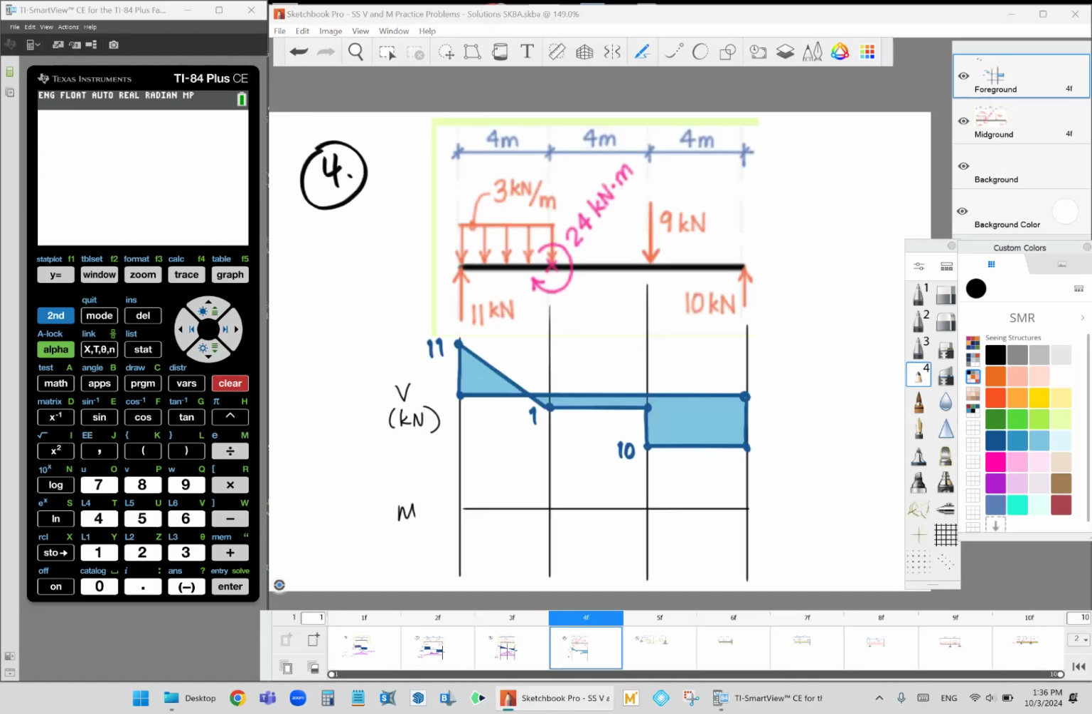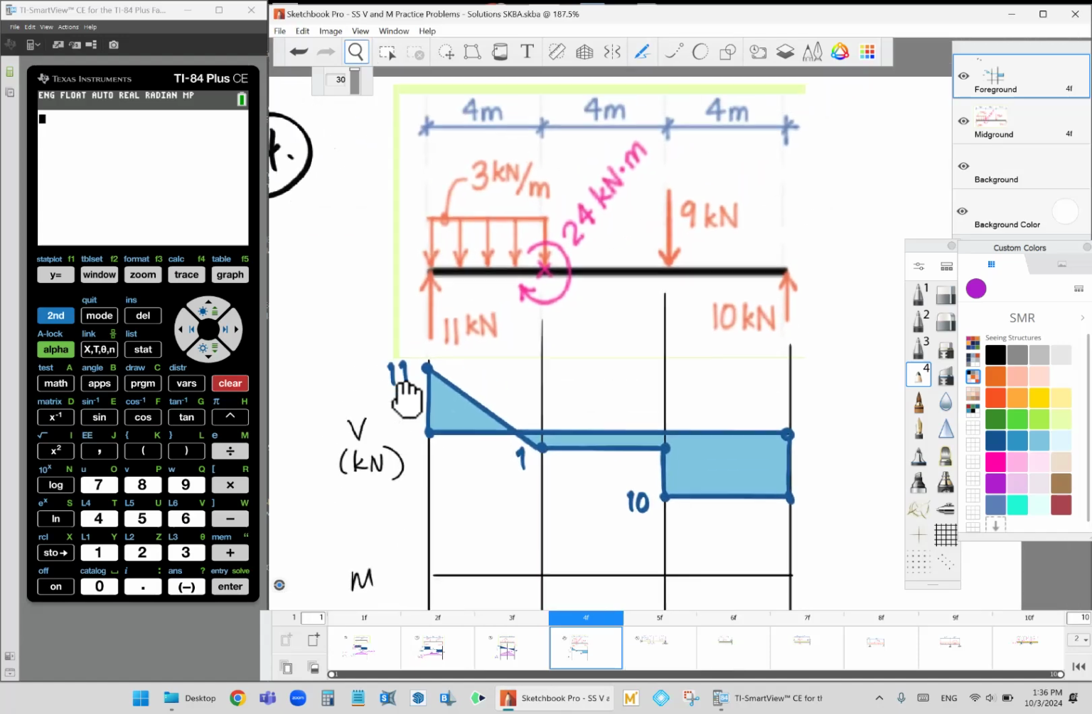All right, so number 4, yeah, we already did the shear diagram. Sorry, I forgot that we had done that. Okay, so number 4, I've got a beam. I've already done my shear diagram, and now it's time to work on my moment diagram. And I know I need these areas under the curve.